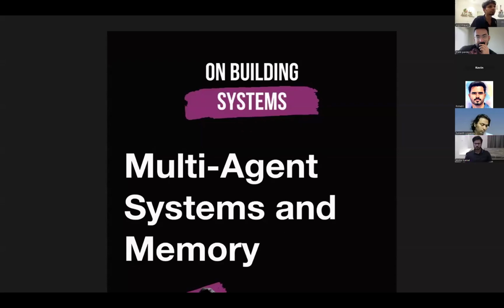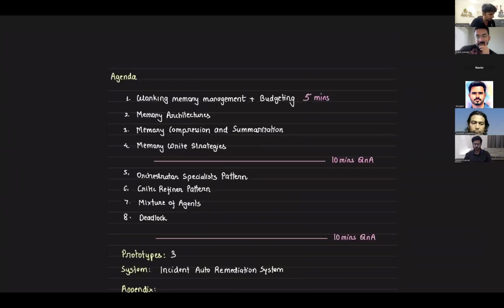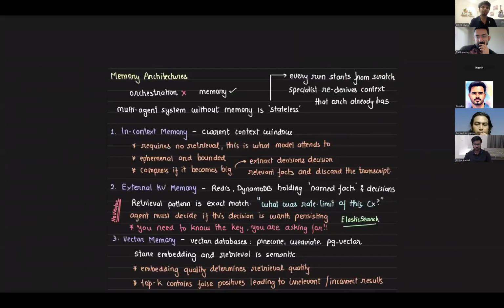Nice. Okay, today we'll discuss, sorry, yesterday we discussed single agent flow. Today we'll discuss multi-agent systems and memory. Three prototypes. Today we'll go slow. And what we'll do is we'll start with memory and then we go into multi-agent stuff.